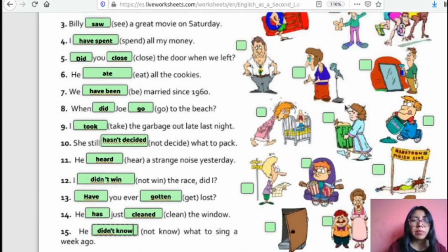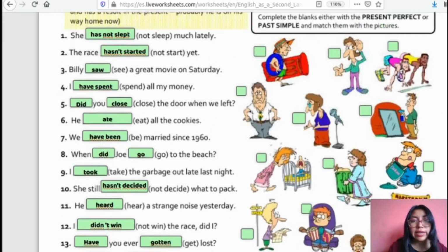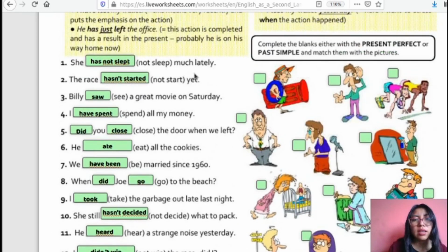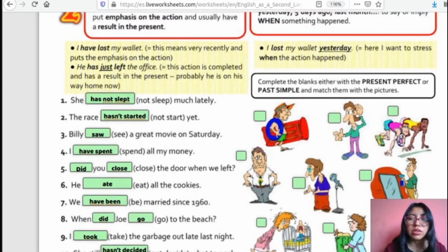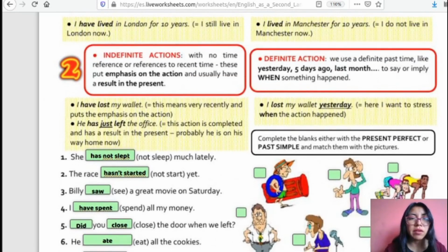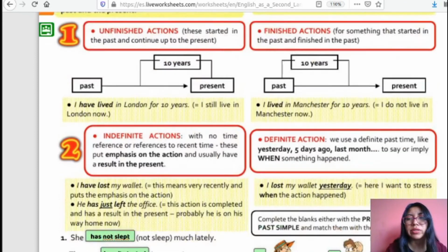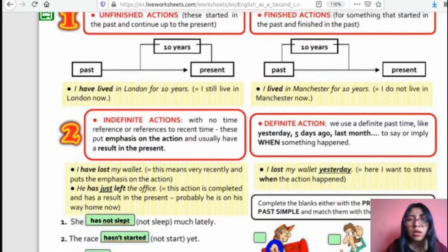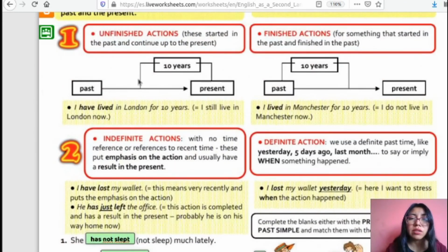And as a summary, pay attention here. For example, just, ever, still, and yet. Those are some expressions that you are going to find in present perfect, and these kinds of words are going to help you identify if you are going to use present perfect or past simple. Okay, you are going to identify if the action is an unfinished or finished action.